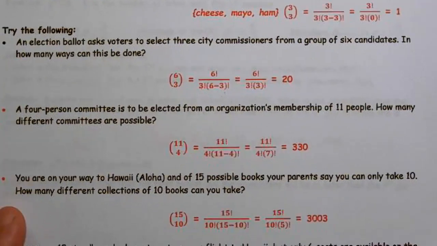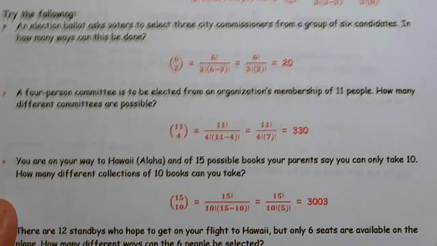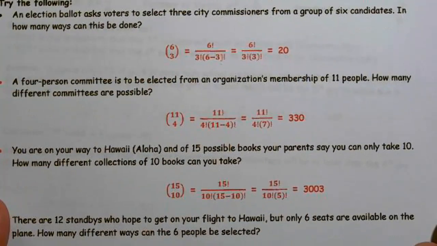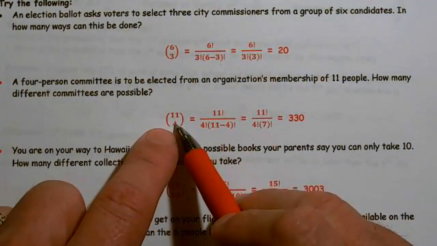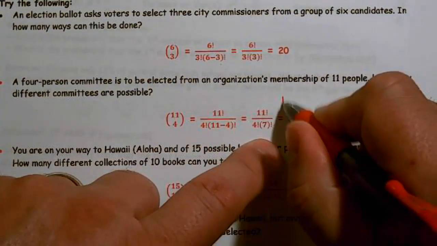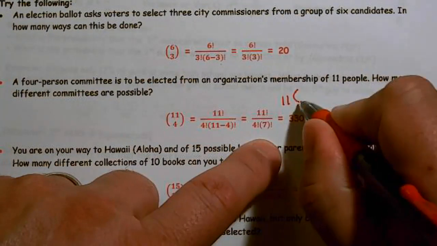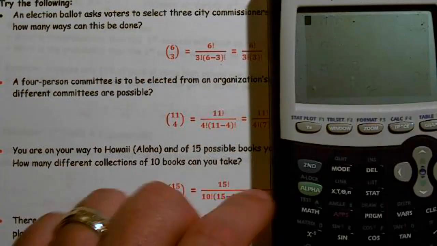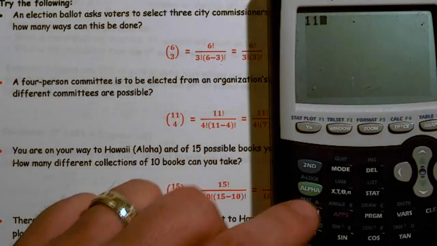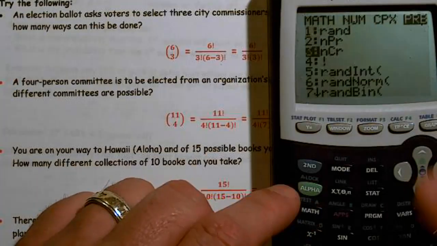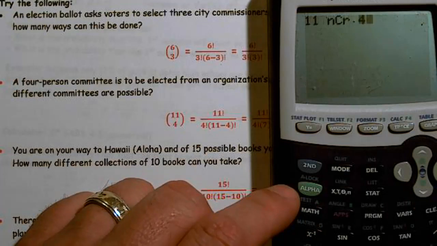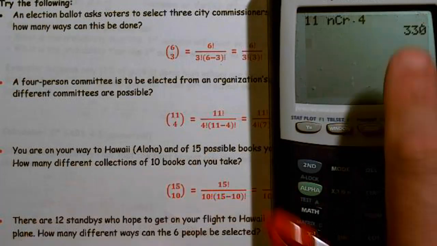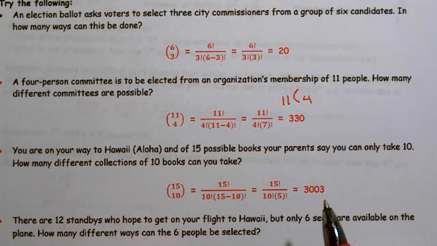A 4-person committee is to be selected from an organization's membership of 11 people. How many different committees? So we have 11, 4, which again on the calculator is going to look something like this, 11 choose 4. So 11, math, arrow over to probability, enter, 4. 330 combinations.